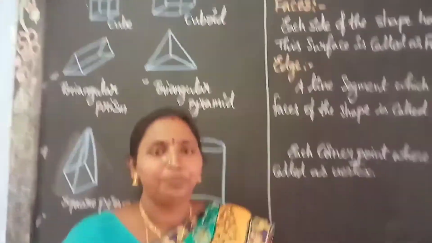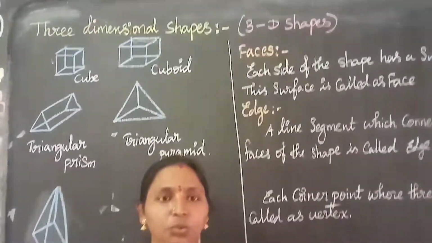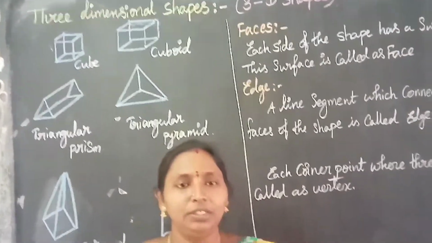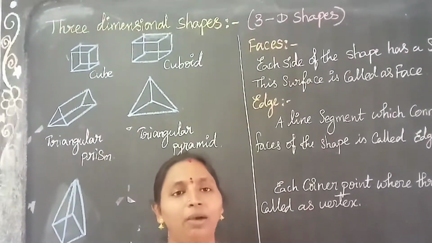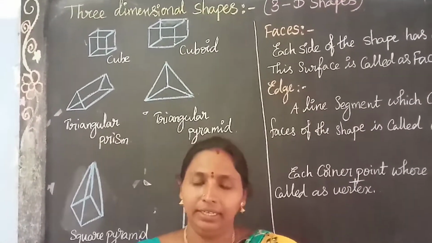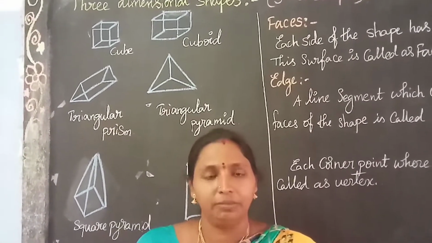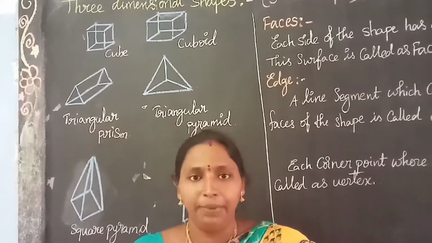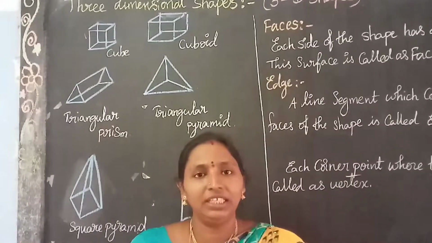Vanakkam my dear children. Before this, we saw 2D shapes. 2D shapes means 2-dimensional shapes, that is, they have length and breadth only. So rectangle, square, triangle, like that, they are called 2D shapes because they have length and breadth. Now we are going to see 3D shapes.